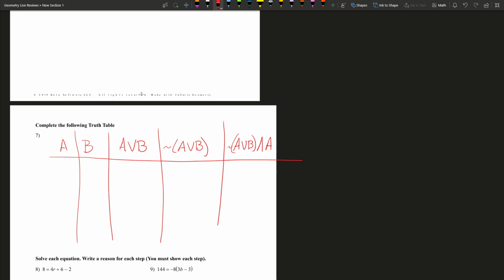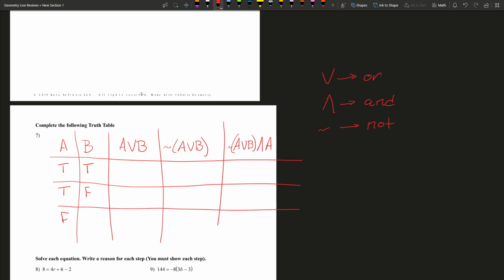All right, truth tables. There will be one on there. We need to know that the V means or. The upside down V means and, and the little squiggly line means not. We also need to know the order that these start. So both statements always start off as true in the first one. So true, true. For the next one, it's true, false. The next one is false, true. And then the next one is false, false. What this does is it gets every combination. It's not meant necessarily to be something you memorize, but it's every combination of true, false, given two statements.